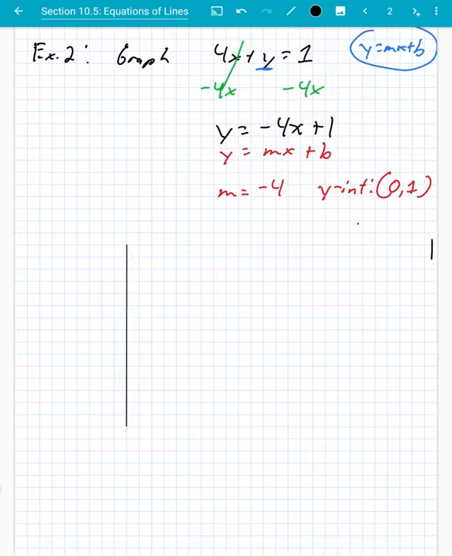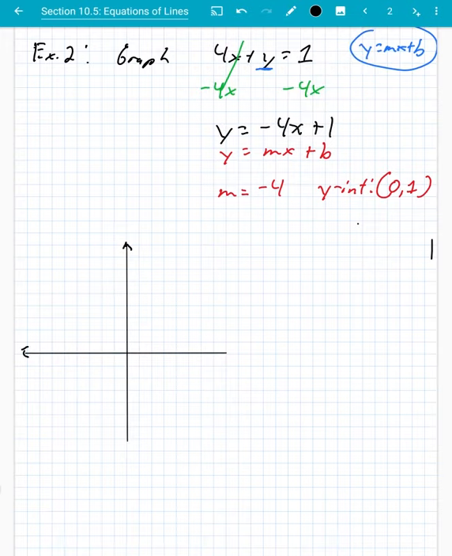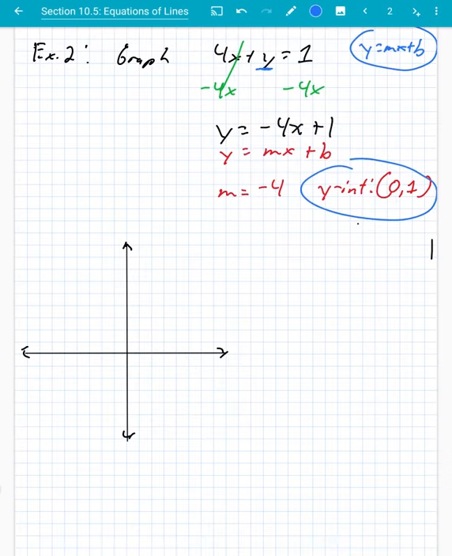I'm going to draw my graph again. There we go. And I'm going to put my little arrows on the end. It's the way it goes on forever. Let's do our y-intercept first. Our y-intercept is 0, 1. So it goes right there.